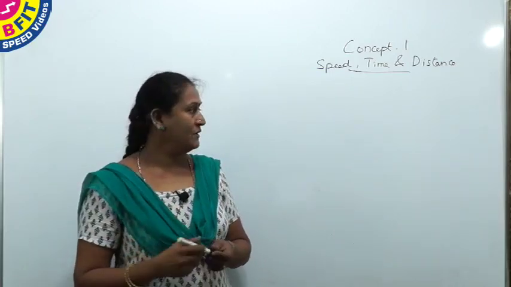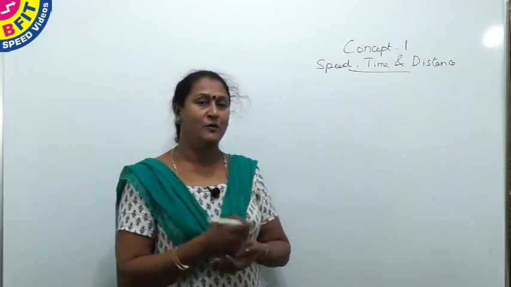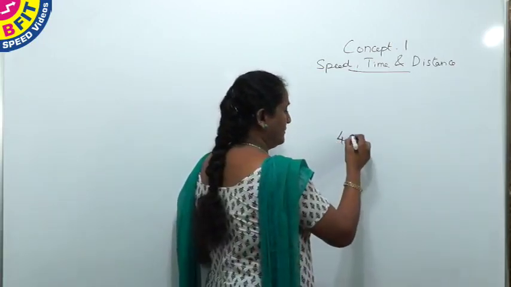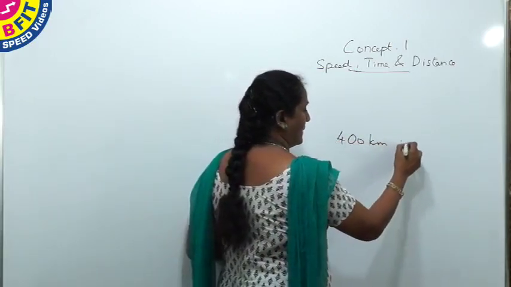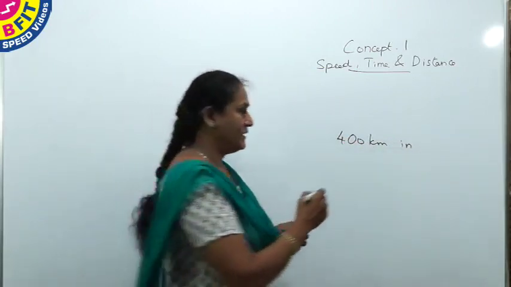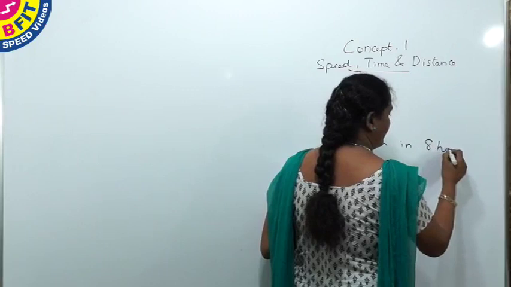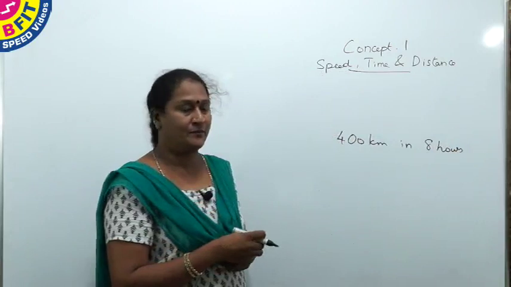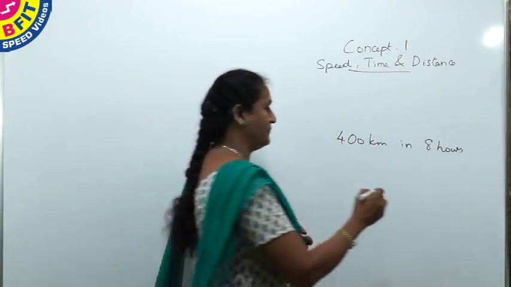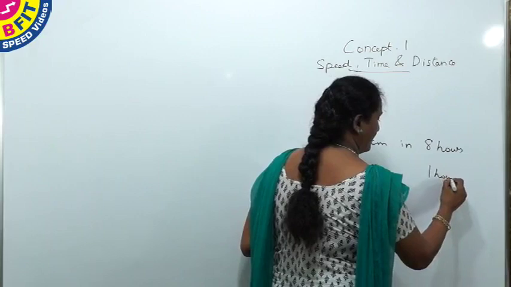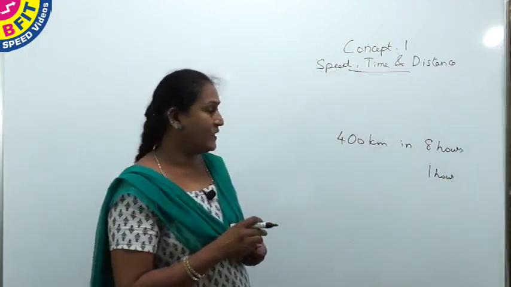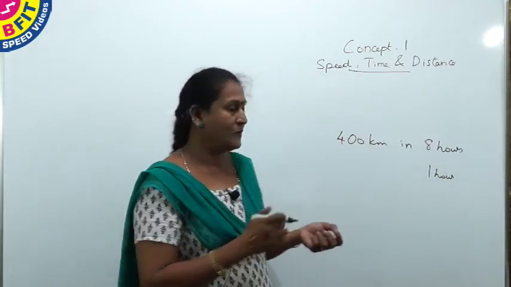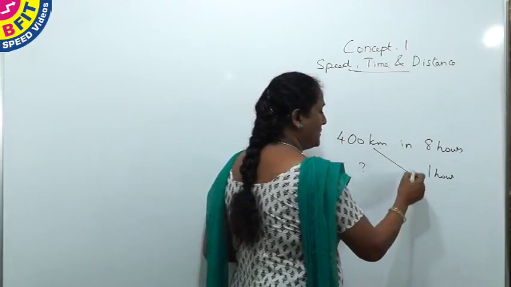Say, for example, if a person covers 400 kilometers in 8 hours. So here the distance covered is 400 kilometers in 8 hours. Now what is the corresponding distance covered by this person in 1 hour? If he is able to cover 400 in 8 hours, what will be the distance covered in 1 hour? By calculating this, we cross multiply.